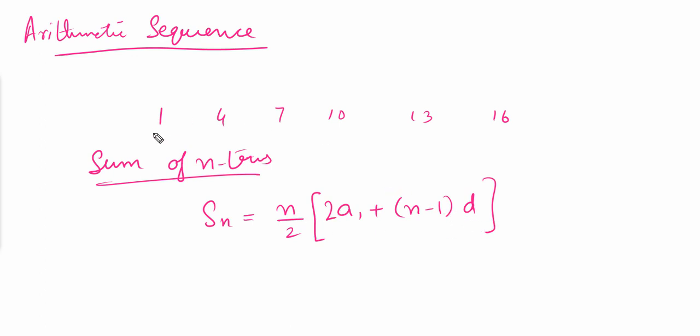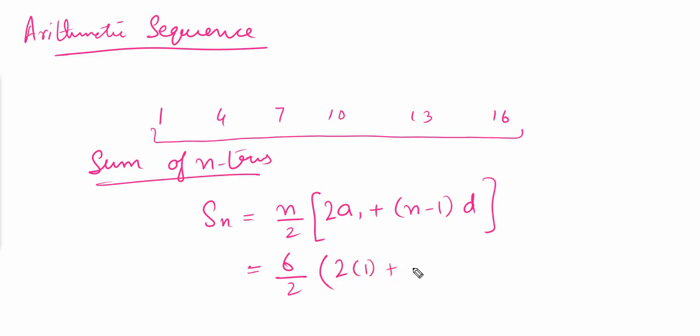Let's suppose we have 1, 2, 3, 4, 5, 6, so we have 6 terms, and we want to find the sum of these 6 terms. My n will be equal to 6, my first term will be equal to 1, and the common difference will be equal to 3. So it will be like this: 6 over 2 times 2a1, that is 2 times 1, plus n minus 1, that is 6 minus 1, times t, that is 3.